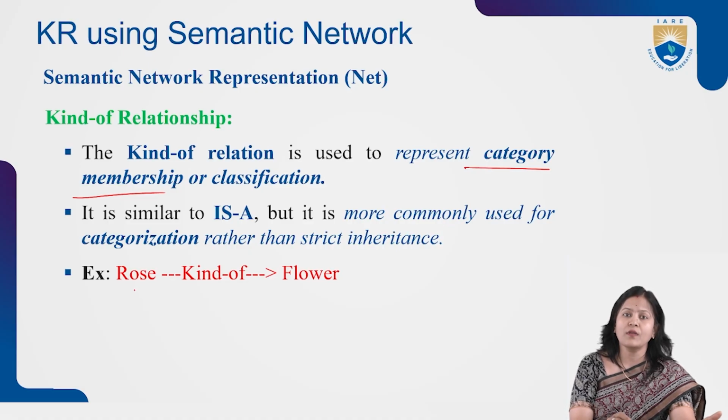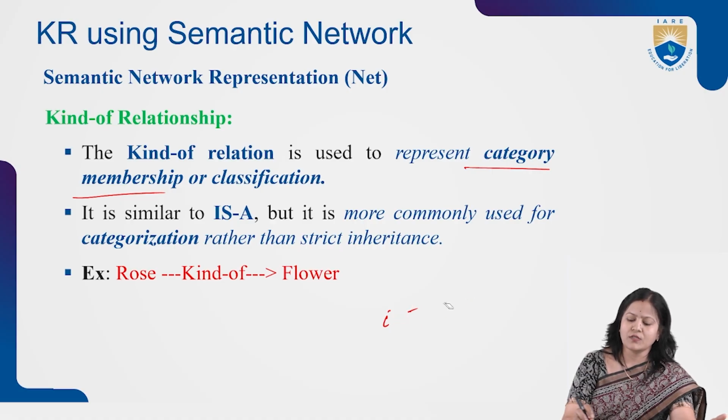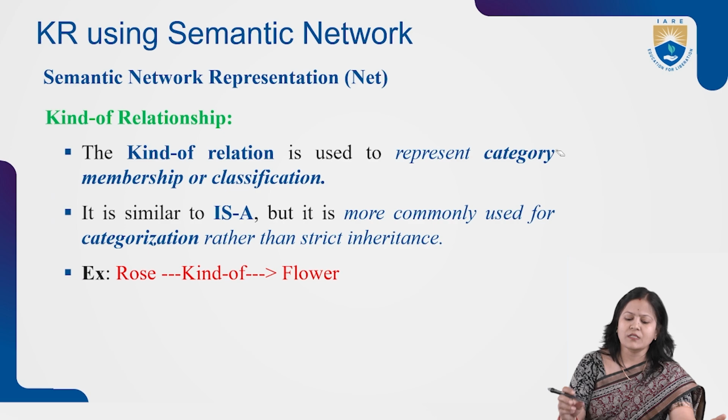Now we can see the example, rose kind of flower. So rose is a kind of flower. Rose does not inherit all the properties of the flower. Instead of kind of, we can write instance, the instance relation. So rose is a kind of flower. Rose does not inherit all the properties of the flower; partially it inherits the properties of the flower. That is why it is a kind of relationship, or a category membership, because it is used especially for examples or instances.